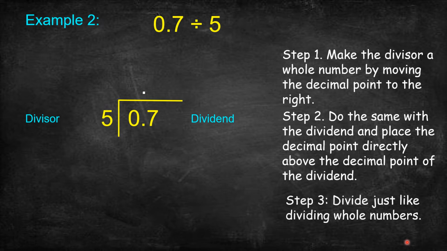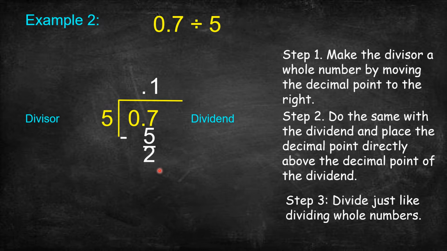Divide just like dividing whole numbers. So, let us divide. So, we have here 0 divided by 5. So, hindi natin yan pwedeng i-divide. Kaya, isasama natin si 7. So, 7 divided by 5. O ilan bang 5 meron kay 7? That is only 1. Isa lang yung pwede. And then, 1 times 5. That is equal to 5. And then, we're going to subtract. 7 minus 5. That equals to 2.